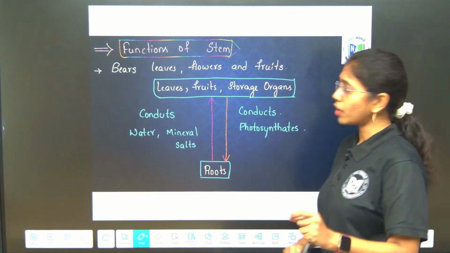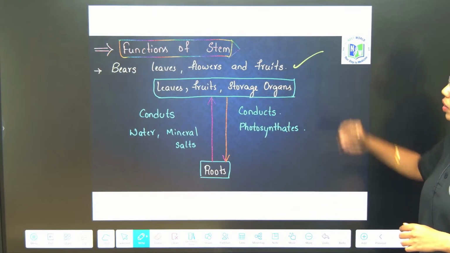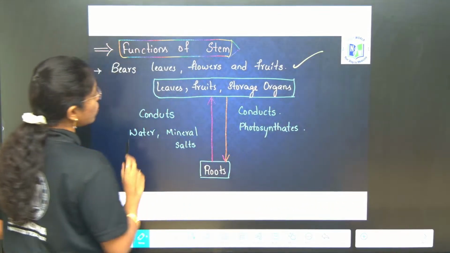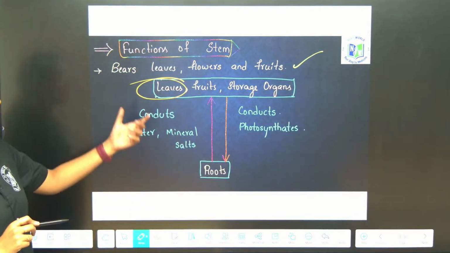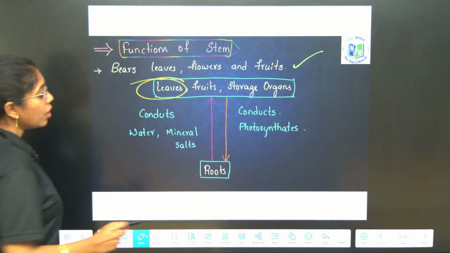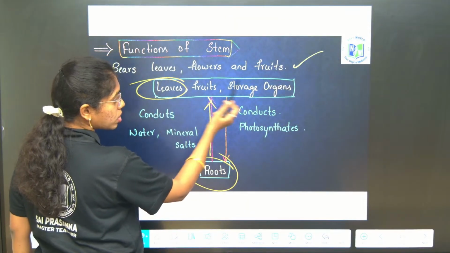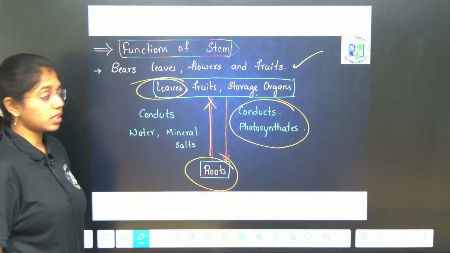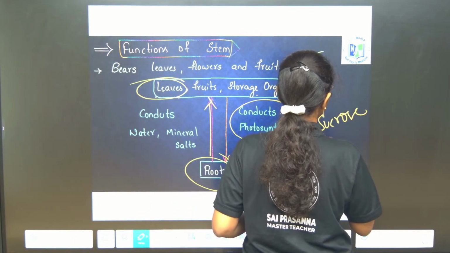Next, functions of the stem. What are the major functions or main functions of the stem? This bears leaves, flowers and fruits. This we know. Leaves, fruits and storage organs. Stem majorly acts as the conducting region, wherein from roots it conducts water and minerals to leaves, fruits and storage organs, and from leaves it conducts photosynthates, that is food material like sucrose or sugars.